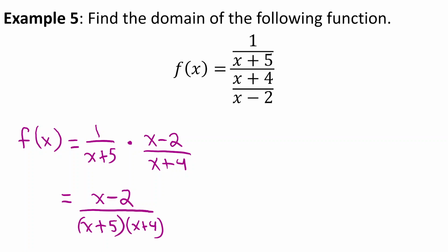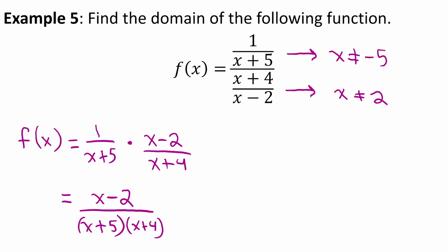Now, the result may look like there are only two undefined values here. However, we need to look back at the original function, the tower, I would say, right? The 1 over x plus 5 all over x plus 4 over x minus 2. If we look at the top part, we can observe that x cannot equal negative 5 because if we plug negative 5 into that top fraction's denominator, it would be undefined. And if we look at the bottom fraction, x cannot equal 2 because if we plug it into the bottom fraction's denominator, it would give us an undefined solution.